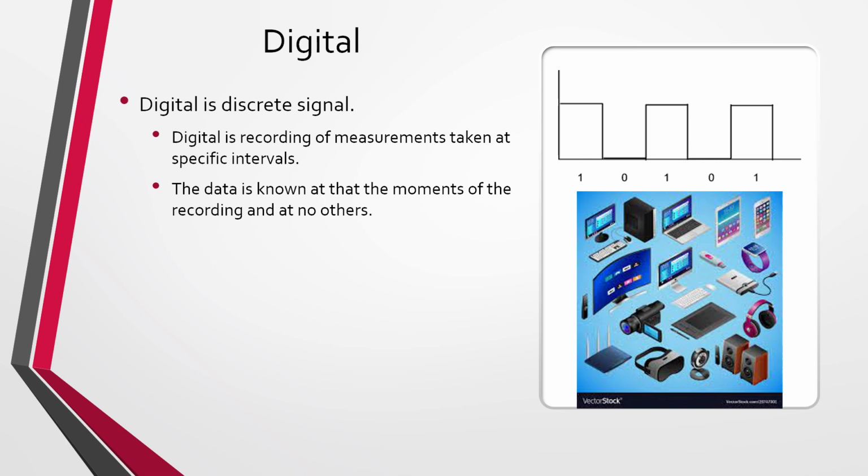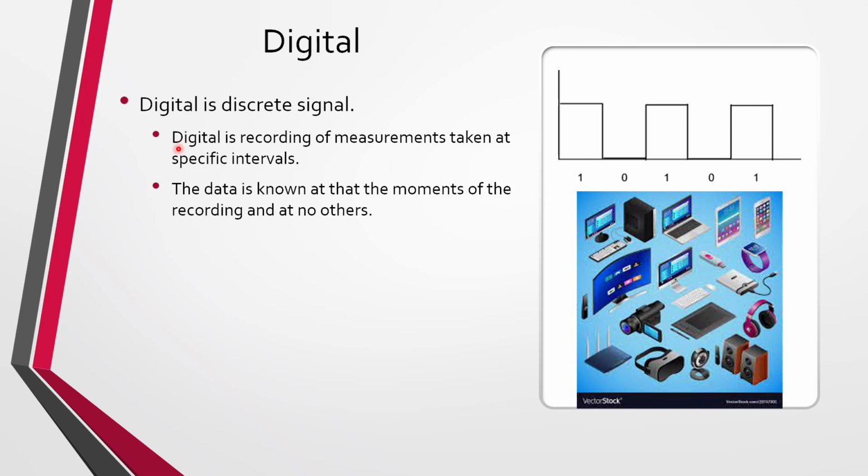Then digital is a discrete signal, and we may think, what is discrete exactly? Discrete is where there's a bit of information at a certain point, and then at another point there's another bit of information. I'm saying bits because a 1 or a 0, which is the binary that we learned about earlier, each one could be considered a bit. So this would be 5 bits of information: a 1, a 0, a 1, a 0, and a 1.